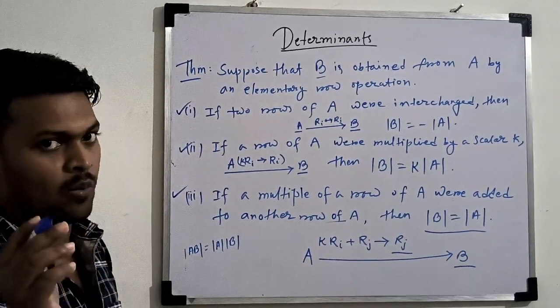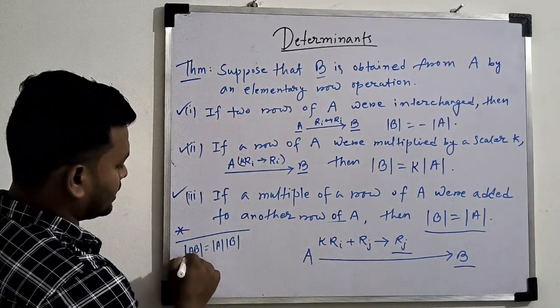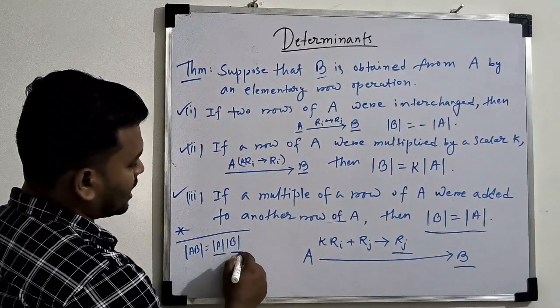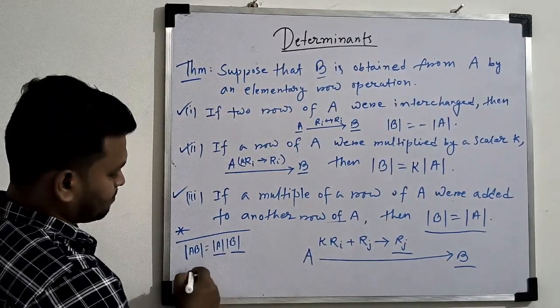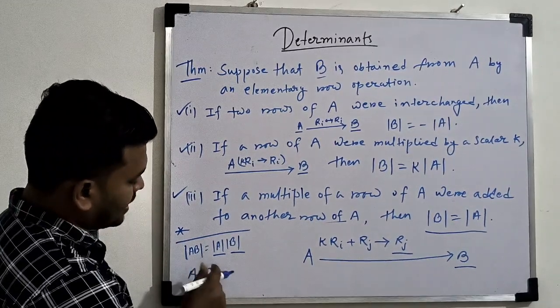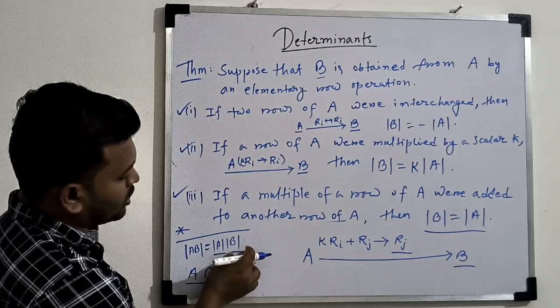This is the theorem. And one other important thing is that the determinant of the product of two matrices is equal to the product of the determinants of these two matrices. So if A and B can be multiplied, then the determinant of this product matrix will be the same as the determinant of A into the determinant of B.